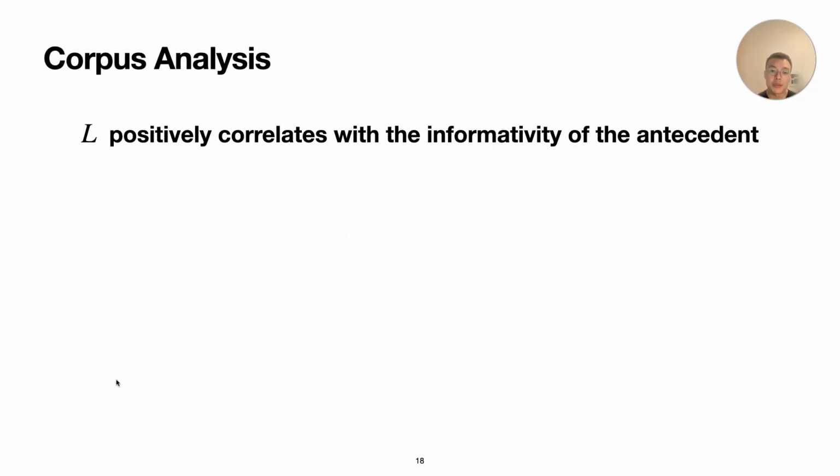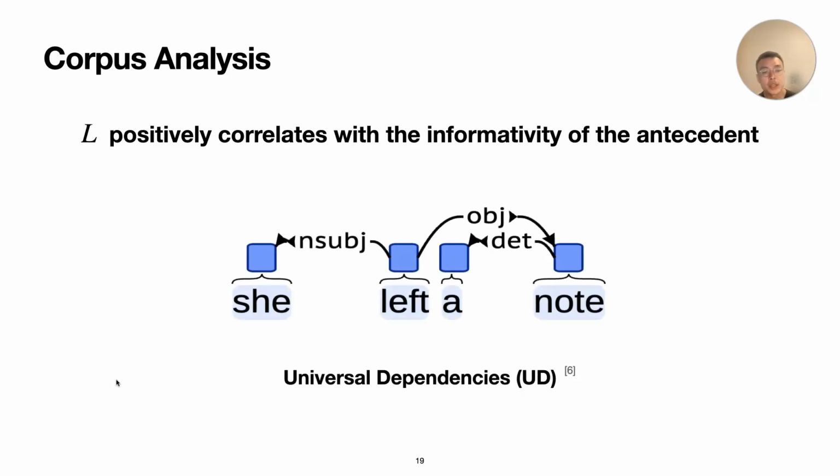We examine this correlation through corpus analysis, and here is a simple demonstration of how we did this. First, what we need is a dependency corpus, which annotates all the dependency relations of a sentence. For this purpose, we used a corpora from universal dependencies, or UD. And this is an example of how a transitive sentence is annotated. Here, the corpus annotates a subject-verb relation between she and left, an object-verb relation between left and note, a determiner relation between note and the determiner.